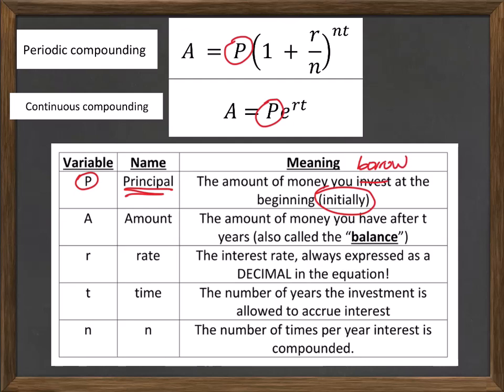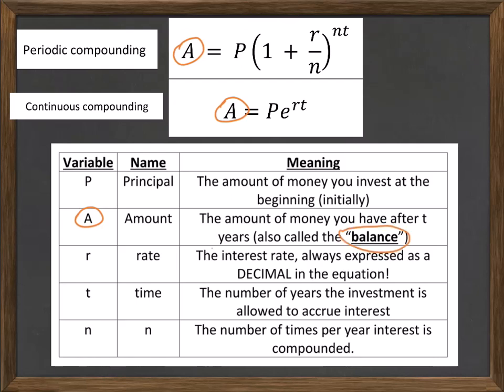All right, let's keep moving. So now the next variable that we see is the A. A represents the amount of money that you have after T years. So both equations also include A. Some questions, instead of referring to this as A, the amount, will also refer to it as the balance. So if you see a question that's asking you for the balance, that's also what you are looking for. Okay, so it's asking you to find A.